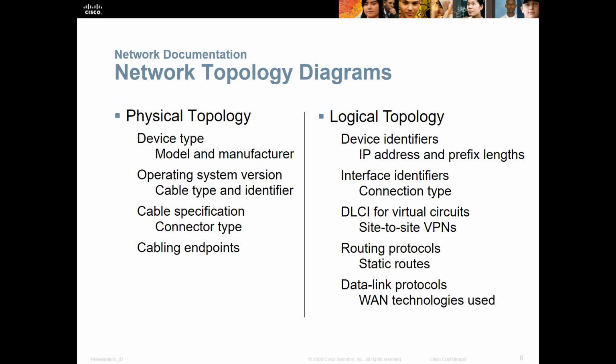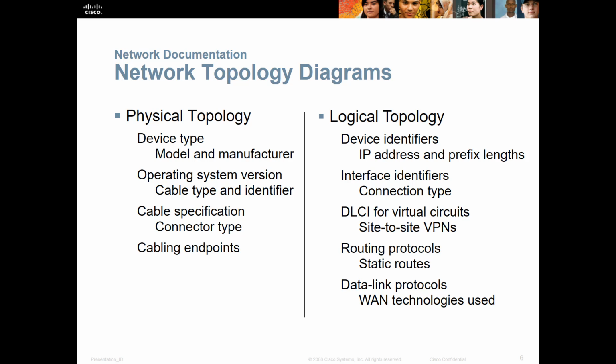The network topology diagrams, the physical topology, could include device types, model and manufacturer, OS, cable types, cable identifiers, cable specifications, cabling endpoints, location of those endpoints, and the physical components. On the logical side, it could be things like addresses used, address and prefix length. If we're documenting the entire network, maybe what address ranges go to what portion of the network. What do they identify? Also, what interfaces are we connecting through?